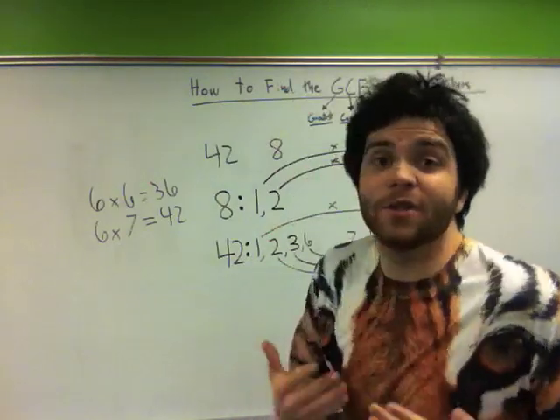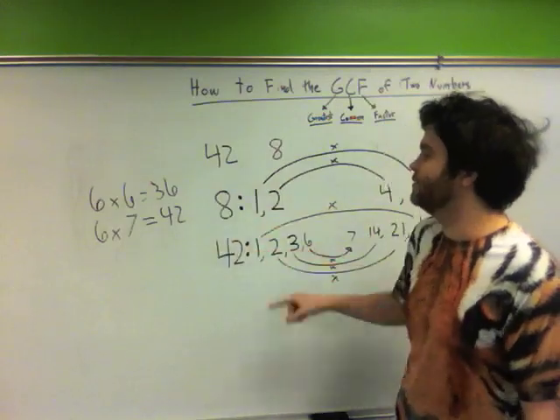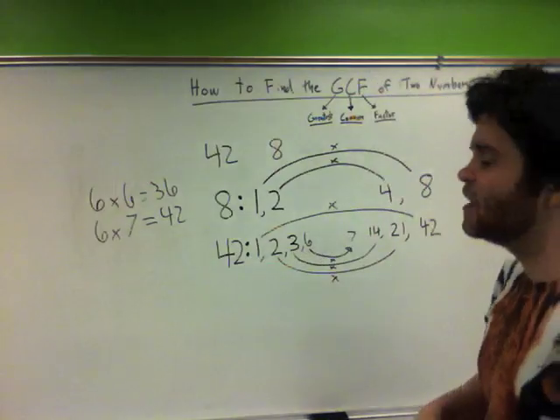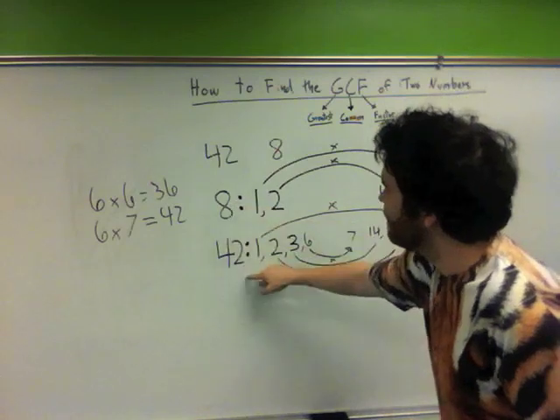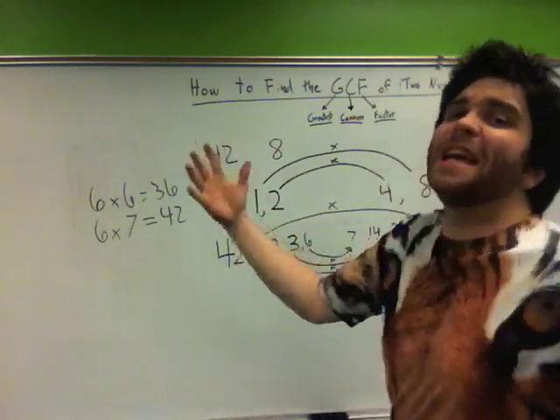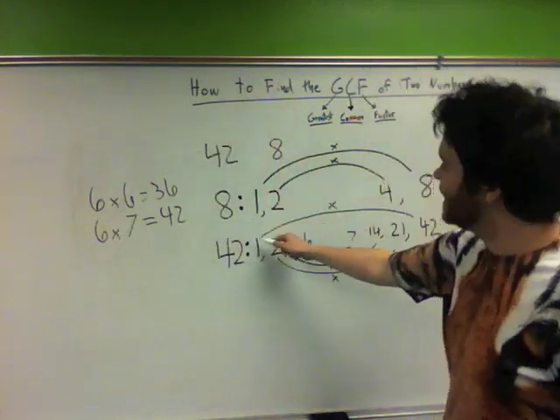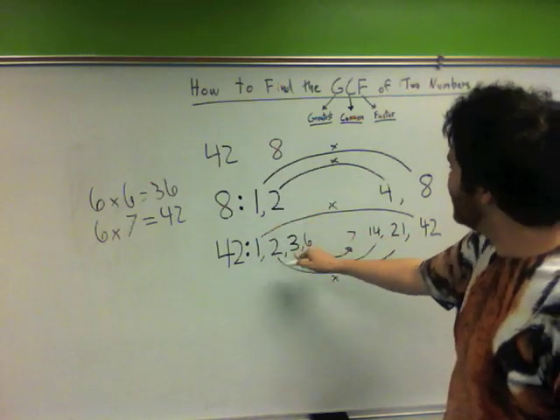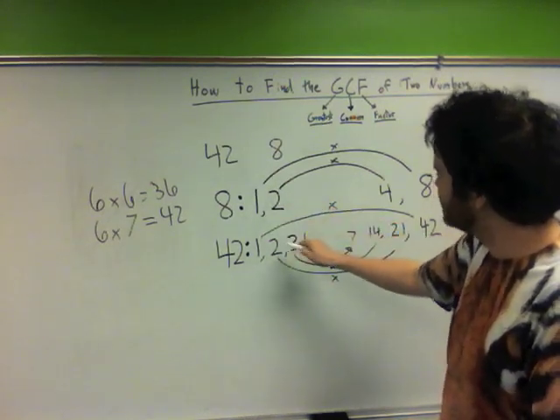Well, they have some factors in common. 8 has the factor of 1, so does 42, so they have those in common. But the greatest common factor is going to be the number that's a factor of both 8 and 42. It's in both of these lists, but it's the biggest one. Well, 1 is common, but it's not that big. 2 is common, and it's bigger than 1, so that's my guess right now.